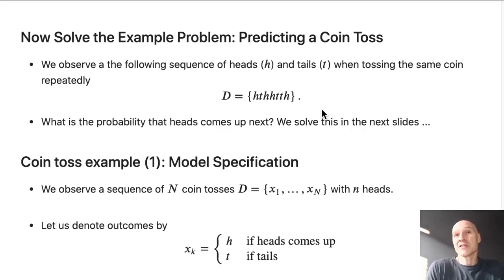So as we said in the previous lessons, we start here with a coin, and we throw that coin a couple of times, and we observe heads, tails, heads, heads, tails, tails, heads. And the question is, what's the probability that heads comes up next? And so you have to start now by proposing a model, the model that you're going to use for this prediction task.